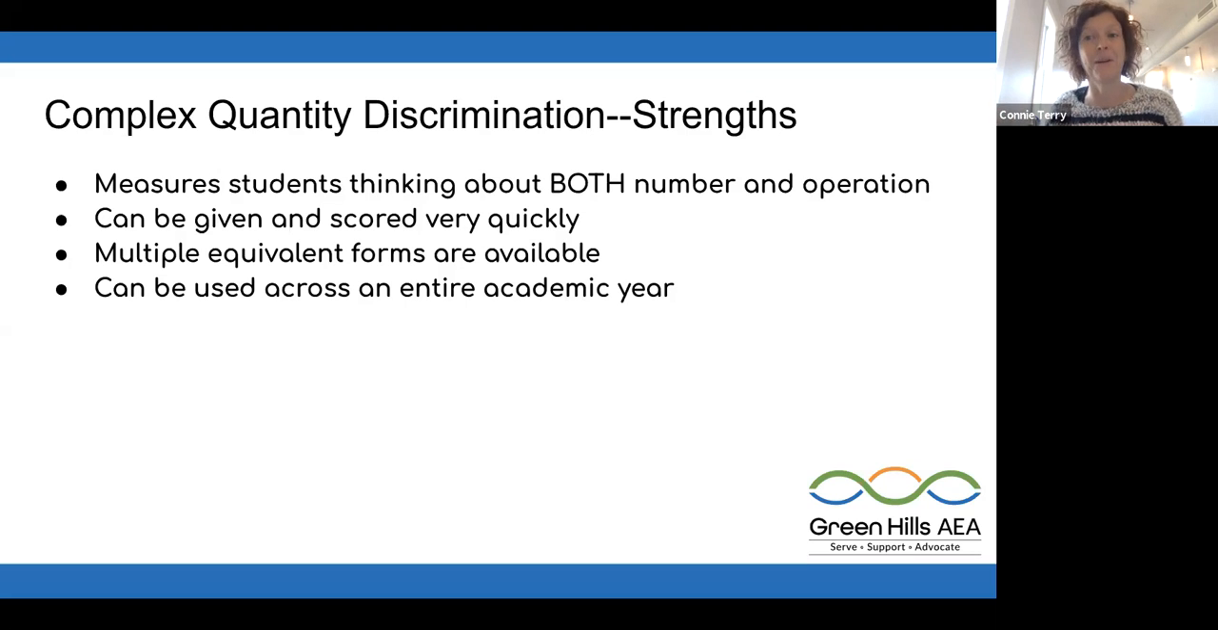It can be given very quickly, so that's a huge strength. It only takes 1 minute to administer the probe, and it's very quick for you to then score. There are multiple equivalent forms, so I can't say off the top of my head, but I think there's 24 at least. So there's plenty to give across the year, especially if you're giving it once every 2 weeks. That might be how you would do it. And so, like I said, you can use it across the entire year.